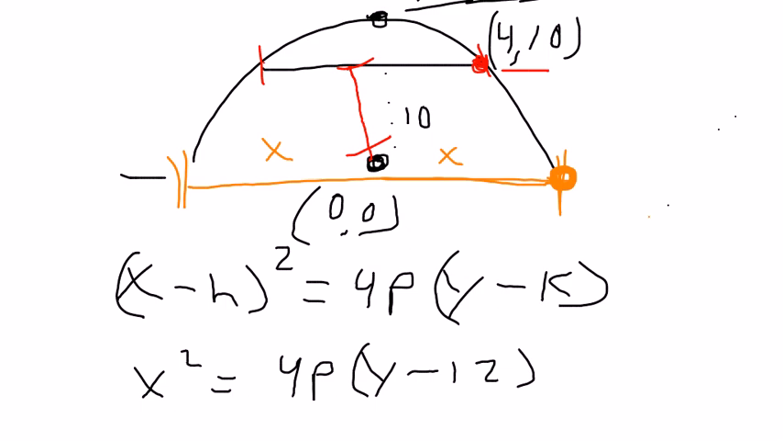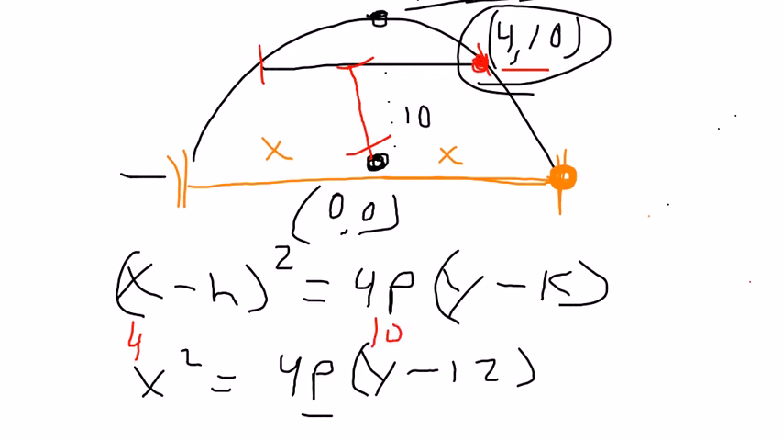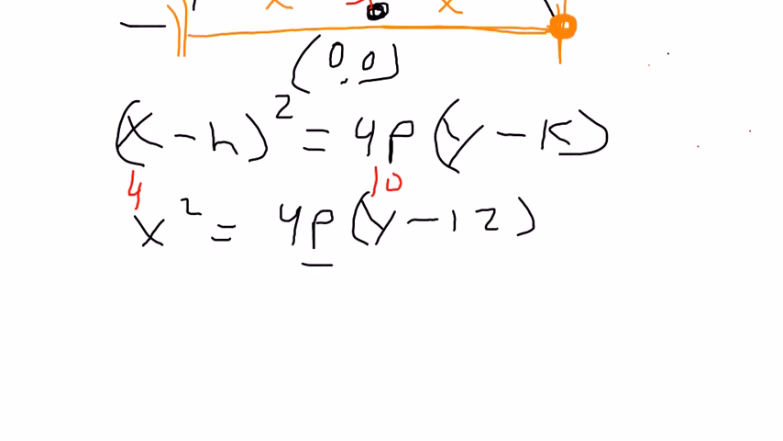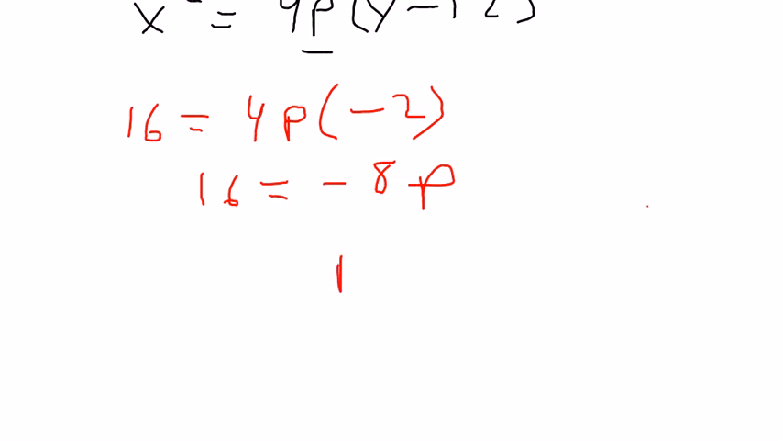Alright, so now we need to figure out what p is, and we're going to use this point to find p. So I'm going to put 4 in for x and 10 in for y. 4 squared is 16. 4 times p. 10 minus 12 is negative 2. So I get 16 equals negative 8p. p then is going to equal negative 2.